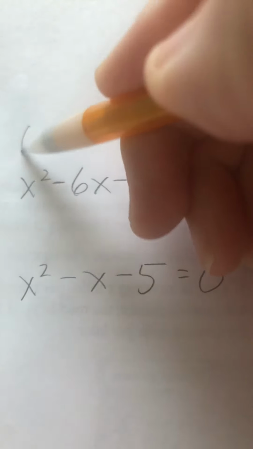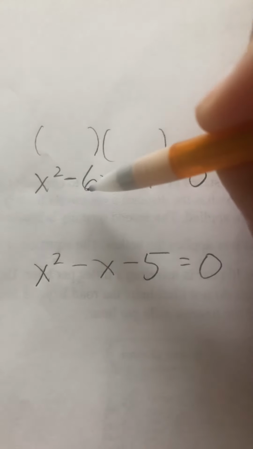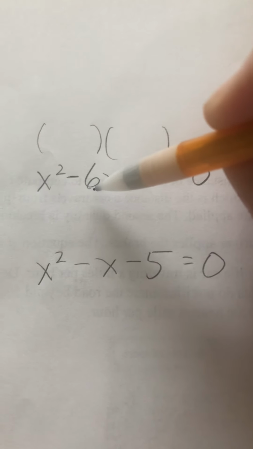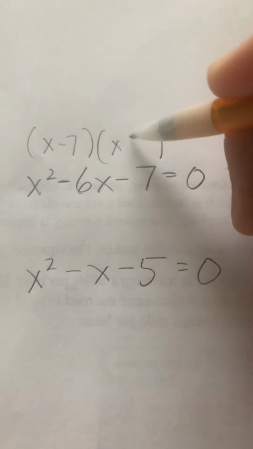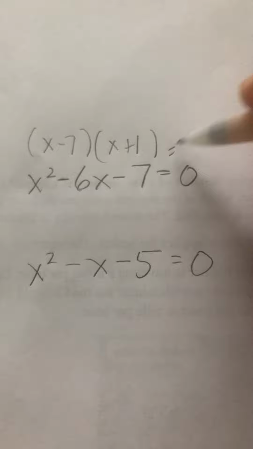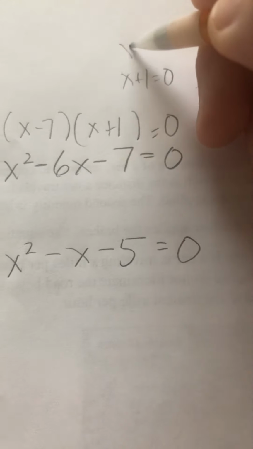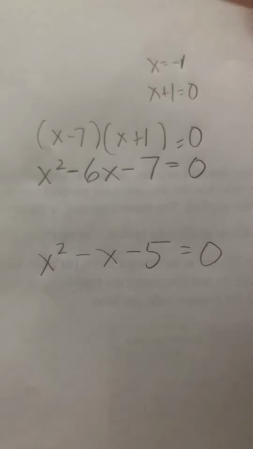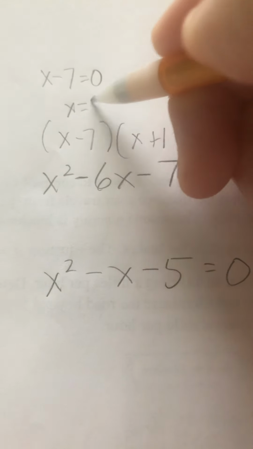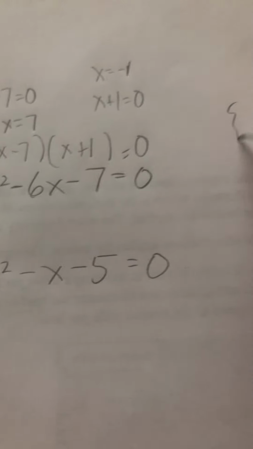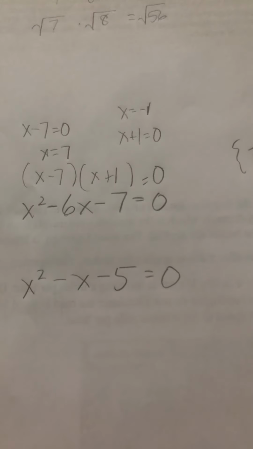So when we went to solve, we were looking for factors of -7, and the inners and outers have to combine to give you -6. So it would look something like this. And then you would set the individual factors equal to 0 and solve for x. So you get 7 and -1 for your solutions.